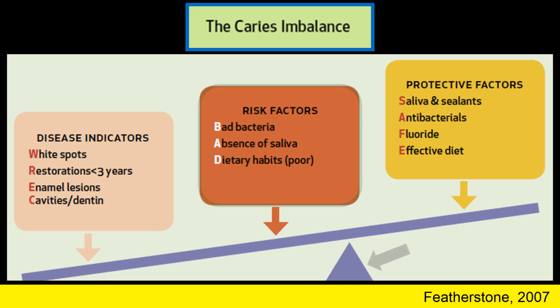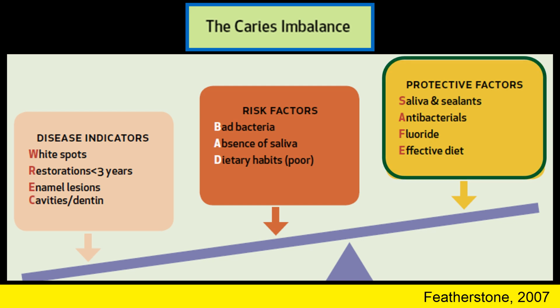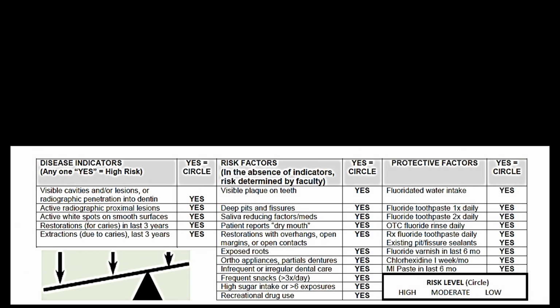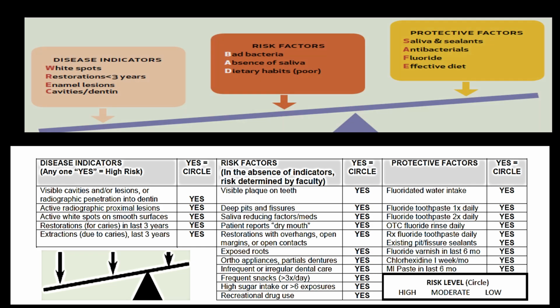In addition to risk factors and protective factors, here we also have disease indicators. That's what's causing the imbalance. Our caries risk assessment instrument is based on the caries imbalance model. We have 3 columns of items to tick off: disease indicators, risk factors, and protective factors.